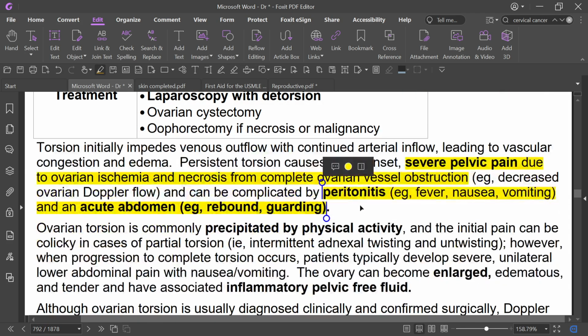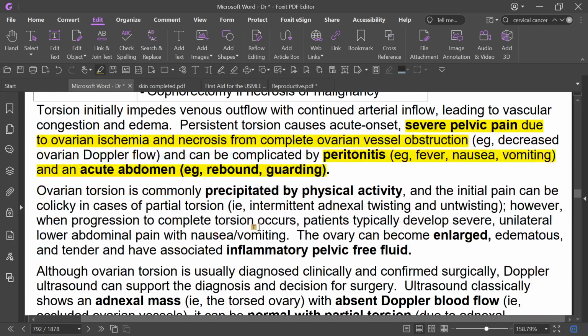Ovarian torsion is precipitated by physical activity, and the initial pain can be colicky because of partial torsion, intermittent adnexal twisting and untwisting. However, when progressing to complete torsion, the patient typically develops severe unilateral lower abdominal pain with nausea and vomiting. The ovary can become enlarged, edematous, tender, and have associated inflammatory pelvic free fluid.